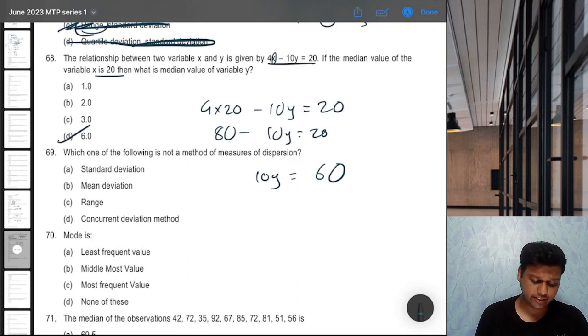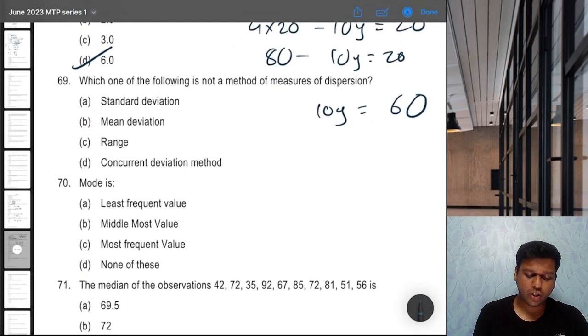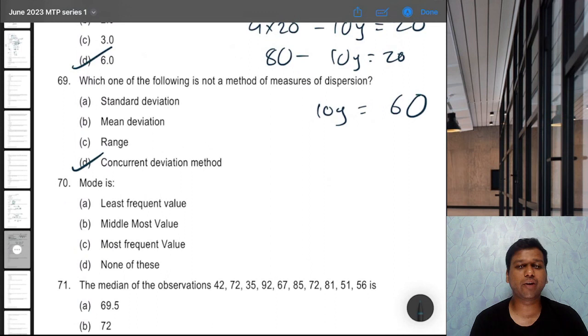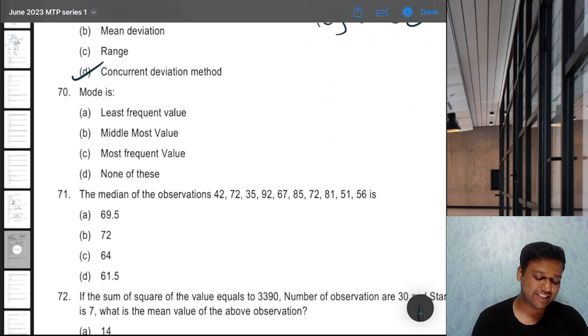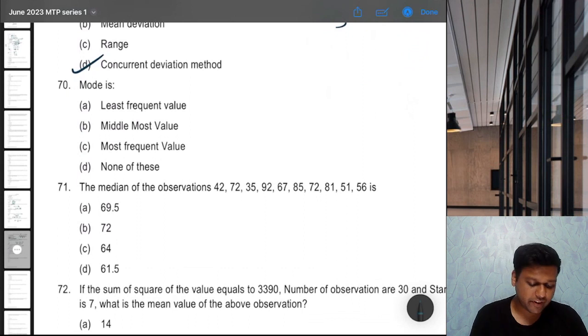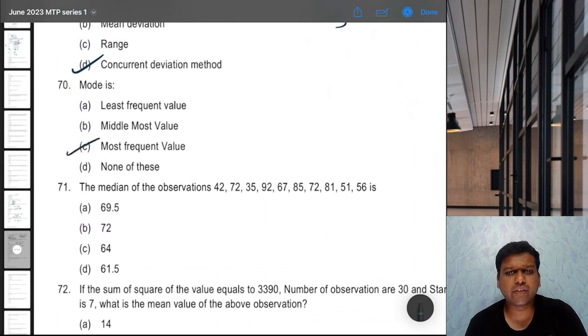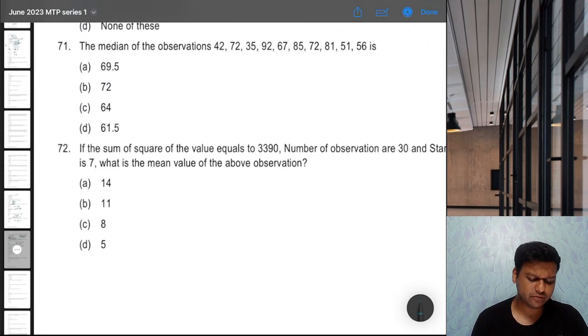Okay, next, 69. Which of the following is not a measure of dispersion? So, I mean, this should not have been a question. I'll not even explain it. D is the correct answer. 70, mode is what? Again, most frequent value, C. Most obvious answer. Next, 71.